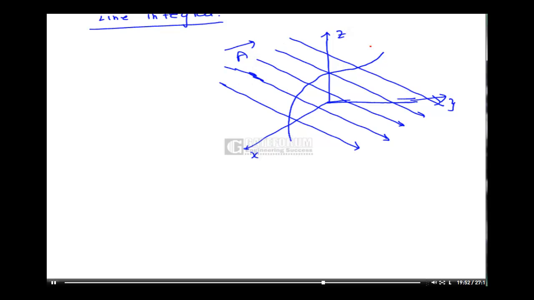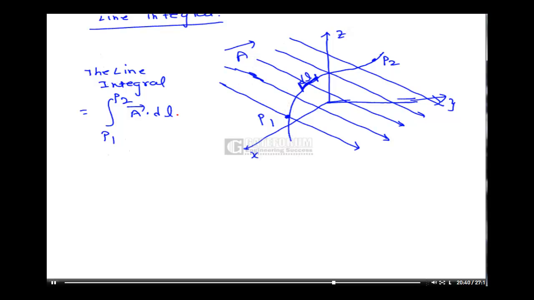Suppose the line is closed. The vector field A bar exists like this in the free space, with axes x, y, z. Suppose I move like this, starting at a particular point and again reaching the same point. Here P1 and P2 are the same point. So I am moving along a closed line.